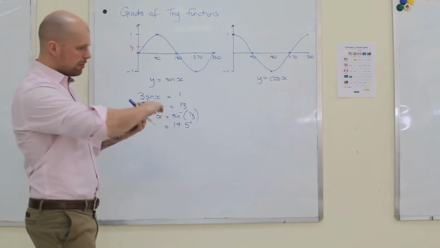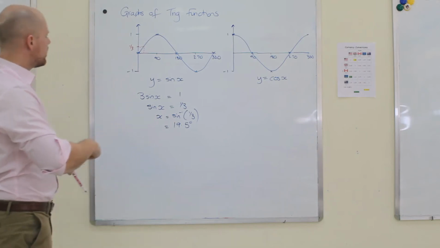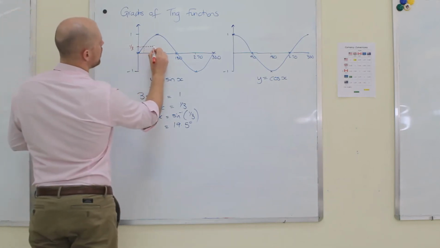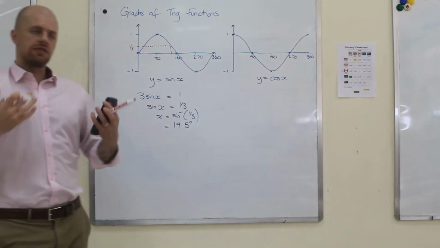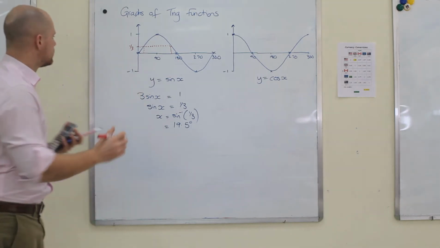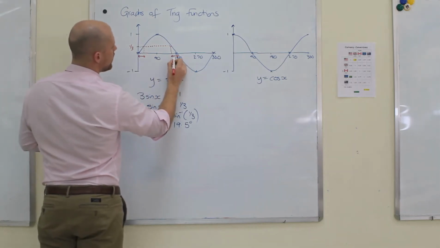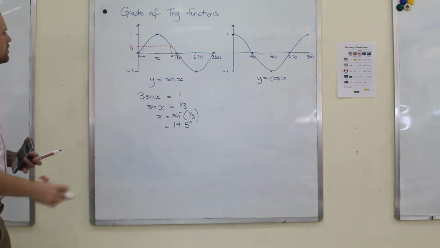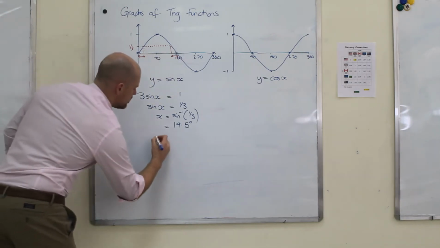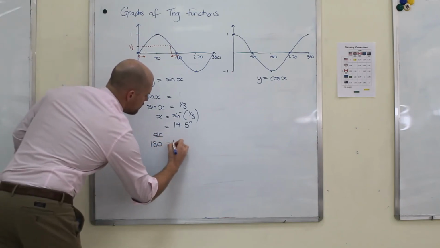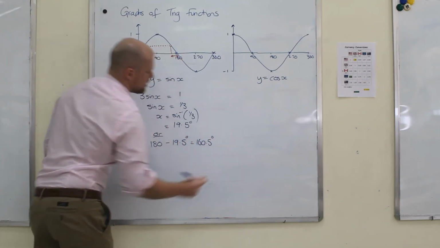In your exam, it will probably have x equals ... or ... It will have 2 sets of answers. The other answer comes from as we move along. If we carry on through, you should see you get another answer. Now what you have to do is use the symmetry of the graph. This value here is the same as this value here, up to 180. So this is 19.5 and therefore this is 19.5 as well. The other answer is 180 minus 19.5, which is 160.5 degrees.